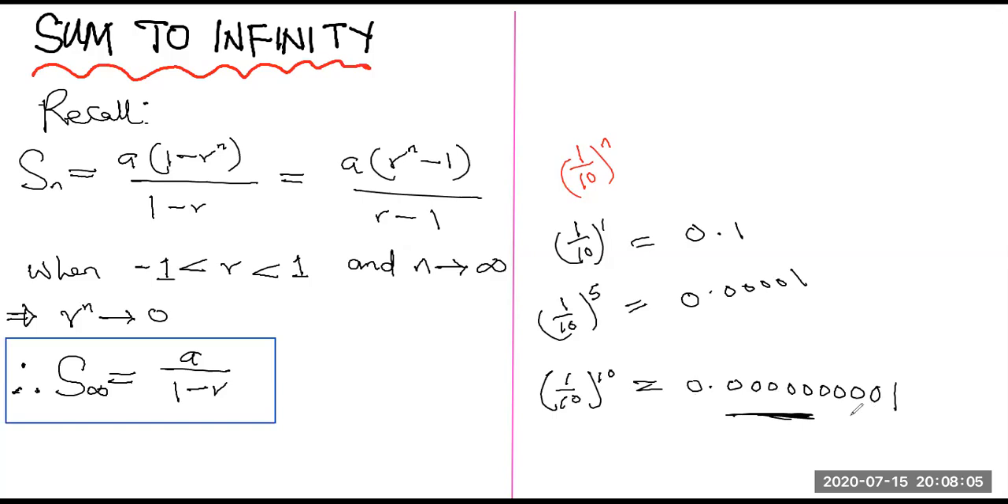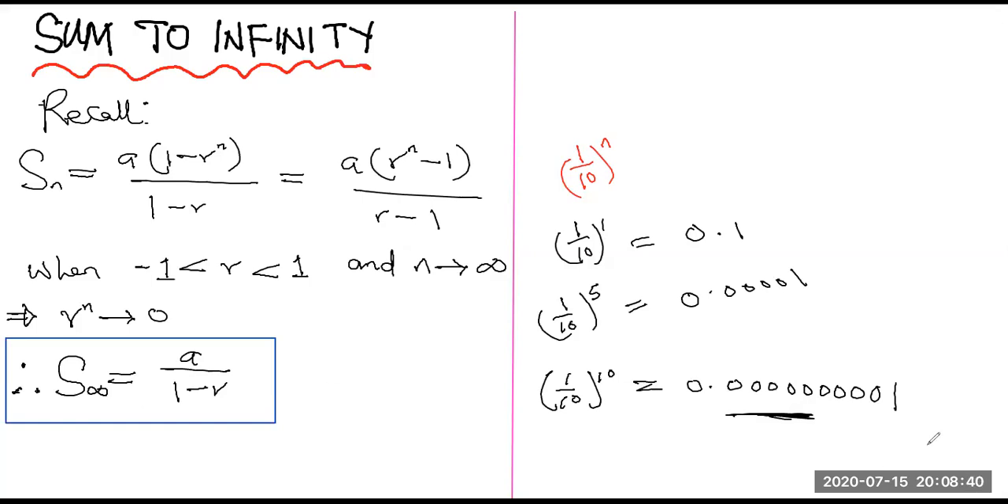So if even at 10, this thing can be approximated to 0, then what about when it's raised to power 1 million? When it's raised to power 1 billion? When it becomes uncountable infinity. So when I say that a fraction raised to a very large number is approximately equal to 0, that is, when a fraction less than 1 and greater than minus 1 is raised to power a very large number, that fraction can be considered to be 0. So that is how we come about the formula for the sum to infinity.